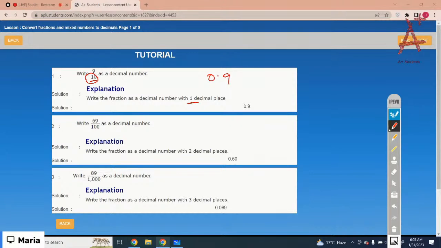0.9. Got it? Just look at this one, 69 over 100. Here you had 69 divided by 100, and 100 has two zeros. Got it? That means when you write the number as a decimal, it would have two decimal places. It would be then 0.69. Got it?